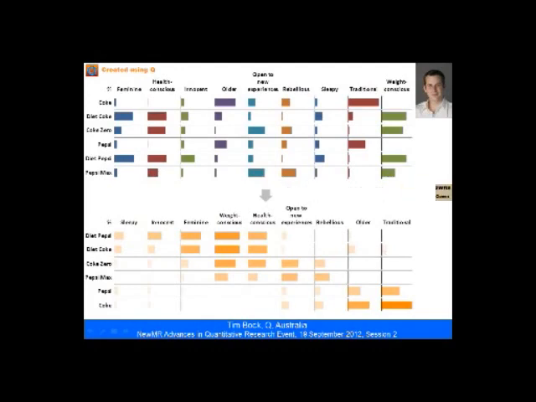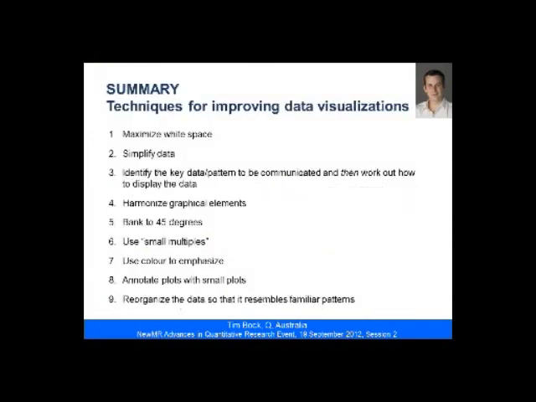So by applying the techniques to a complicated chart like a brand image association chart, we can come up with a chart that the brain just finds a whole lot easier to interpret. And my final slide just summarizes or repeats the 9 previous steps.